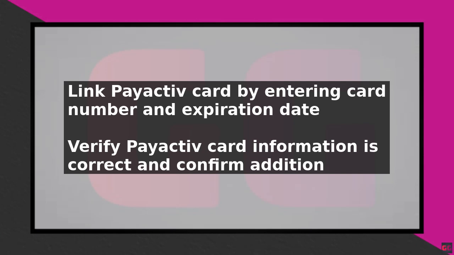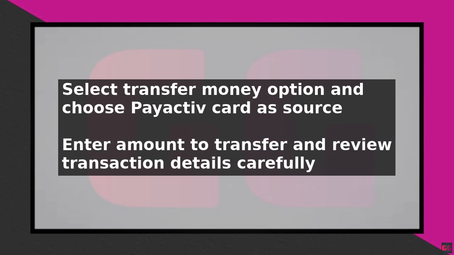Once the PayActiv card is linked, go back to the Banking tab and select the Transfer Money option. Choose the PayActiv card as the source of the funds and enter the amount you wish to transfer. Review the transaction details to ensure everything is accurate, including the amount and the destination, which should be your Cash App balance. After verifying the information, confirm the transfer.